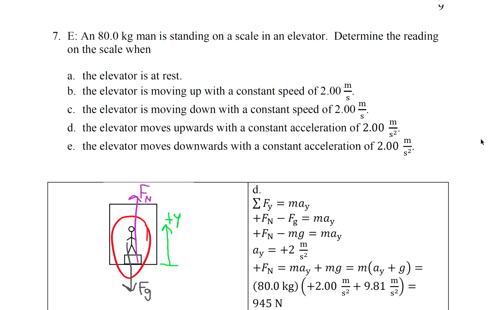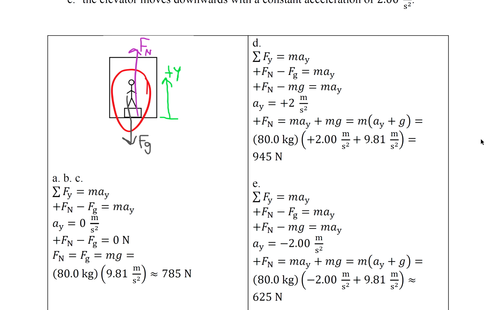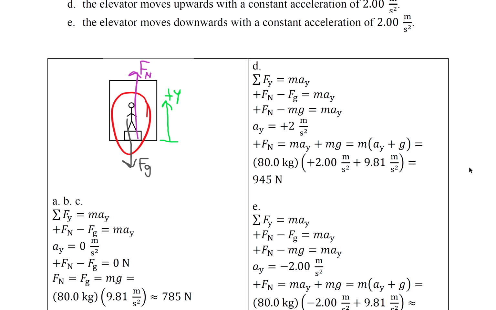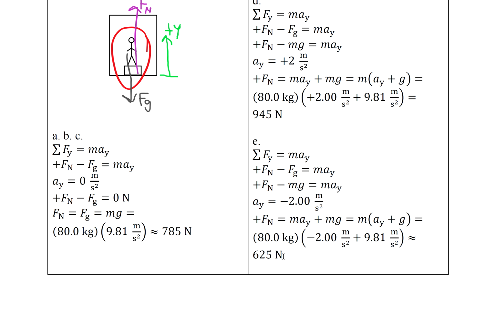So when we're at rest, the scale feels a force of 785 newtons. When we accelerate up, the reading on the scale is greater than 785. And when the elevator accelerates down, the scale reads a force of less than 785.